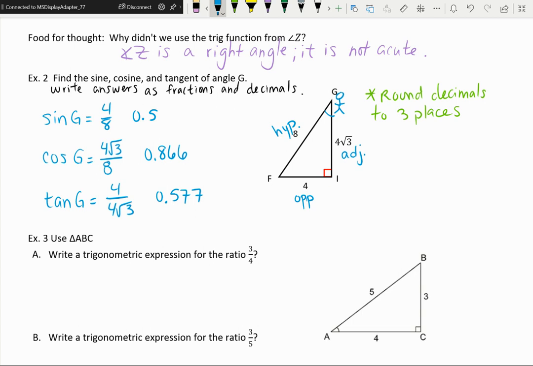Okay. And this is actually where we're going to stop today. We're going to do the rest tomorrow. So hold on just a second, and I'm going to get out your assignment to you.